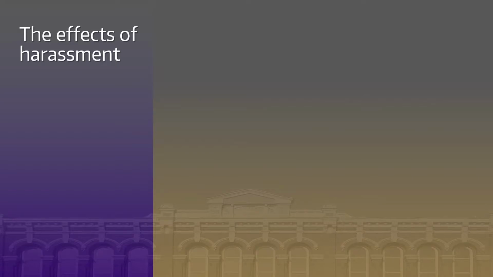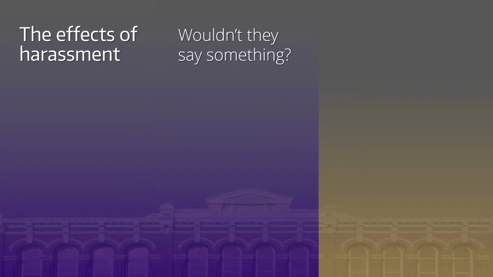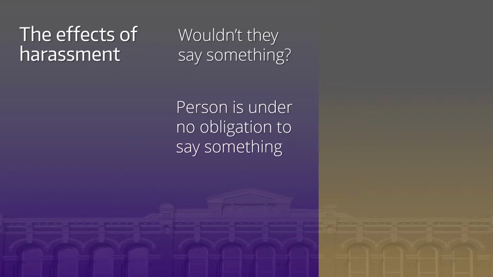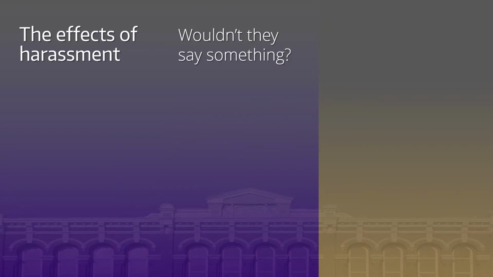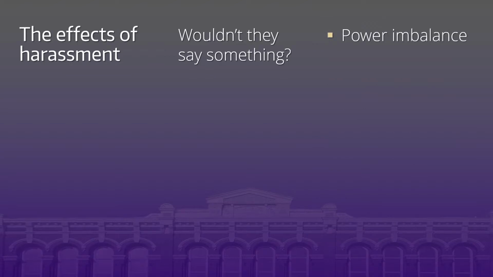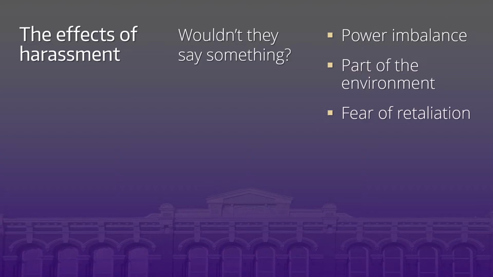If someone was uncomfortable or offended, wouldn't they say something? Maybe. While they certainly can say something to the person responsible for the behavior, they are under no obligation to do so. There are reasons why someone might not speak up. A power imbalance might make them afraid that speaking up could adversely impact their educational opportunities or their career. If this type of conduct is part of the environment, they may remain silent or play along just to fit in. They may fear retaliation for raising a concern or reporting the behavior. They may believe that nothing will be done if they report it.